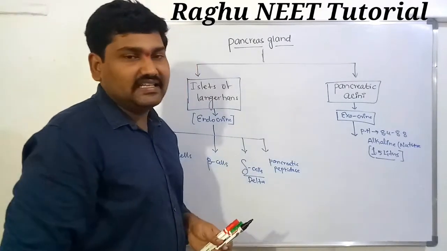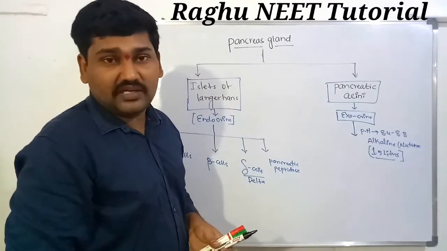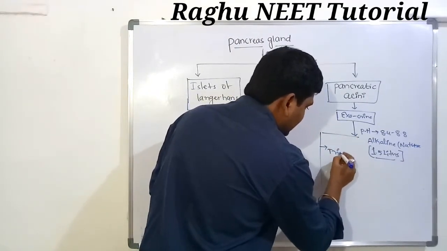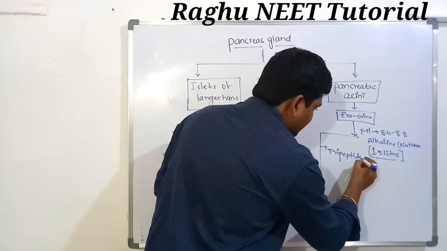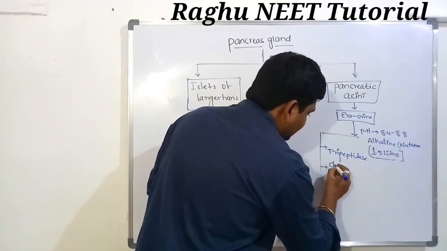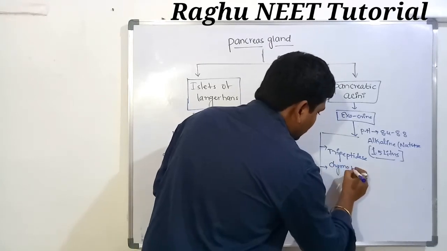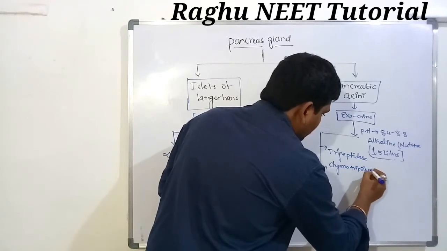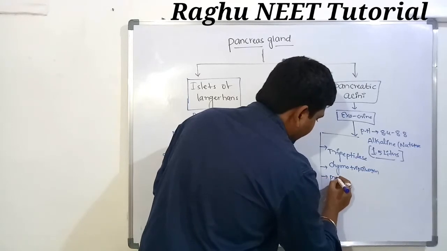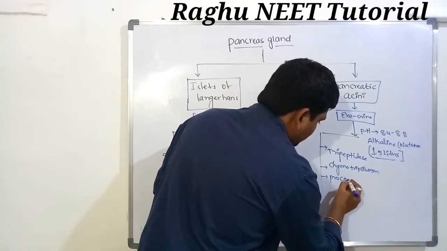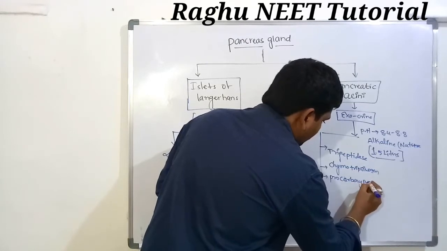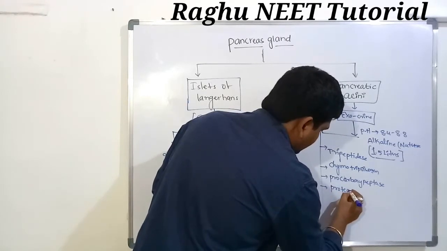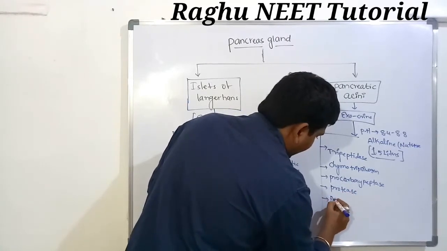The pancreatic acini consist of seven different types of enzymes. First one, tripeptidase. Second, chymotrypsinogen. Then procarboxypeptidase, protease, and pancreatic amylase.